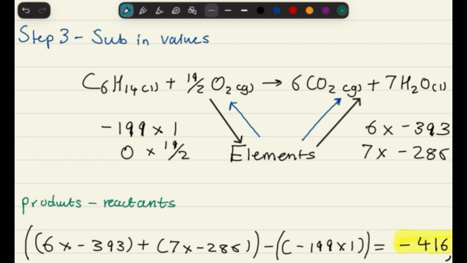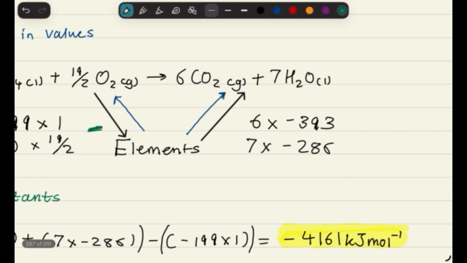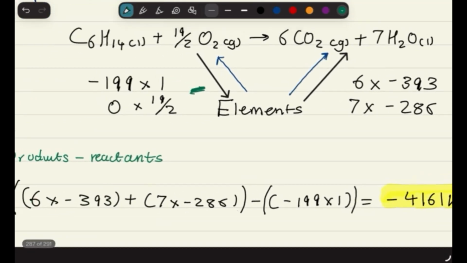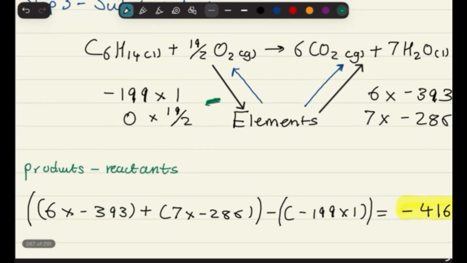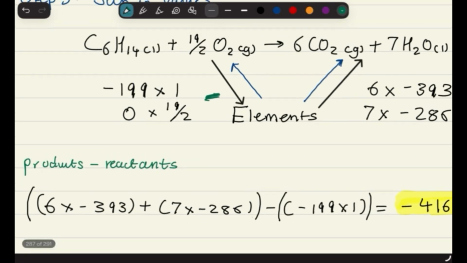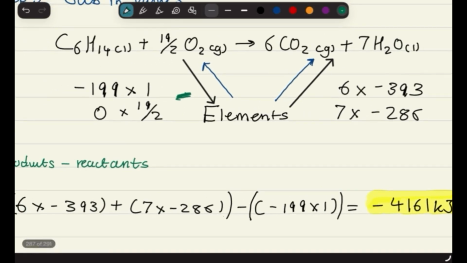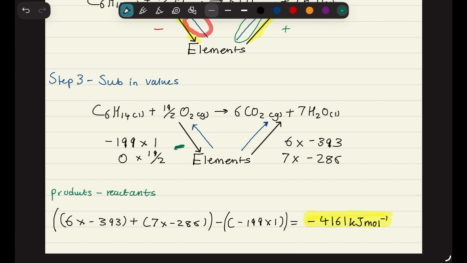Oxygen does not have an enthalpy change of formation. Carbon dioxide and water were given here. And now, like we said, we're reversing this side that I've just put the line next to. So we're going to do products take reactants. Products on the right, the side that we're keeping positive; reactants, the side on the left that we're making negative. And if you sub in the values, you should get minus 4,161 kilojoules per mole.